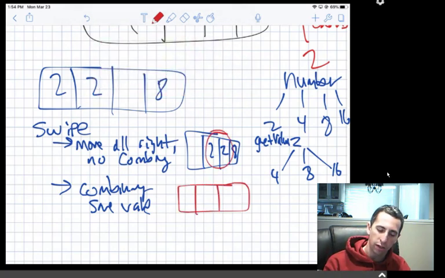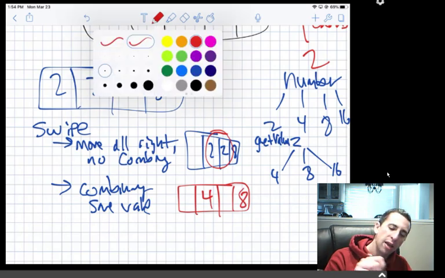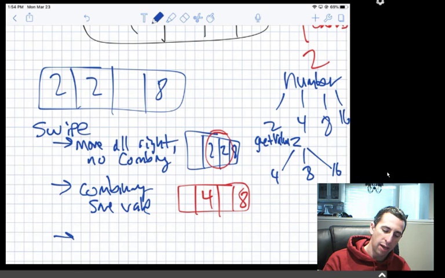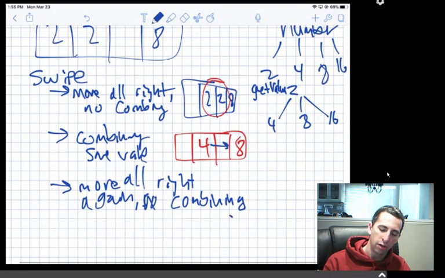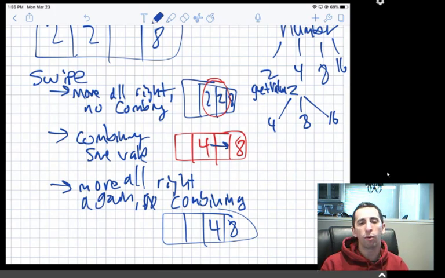So now you're just left with this. Even if you put them here, it's like blank, 4, blank, 8. And then once you go back, your third step should be to move all right again with no combining. Oops, no combining. So then you slide it over, and you're left with what you want. The desired outcome there is blank, blank, 4, 8.